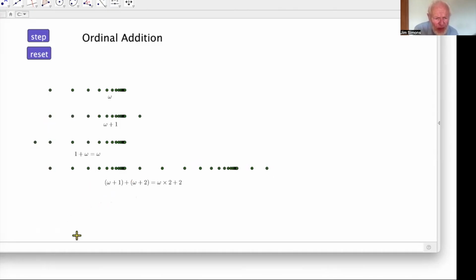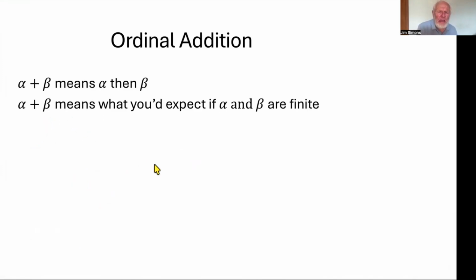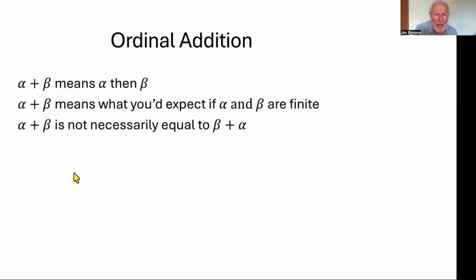But let's see what its properties are. So alpha plus beta means alpha then beta. And that means what you'd expect if alpha and beta are both finite. So 3 plus 7 is 10, and so is 7 plus 3. But otherwise, if either of them is infinite, transfinite, then alpha plus beta is not necessarily equal to beta plus alpha. They are associative, though, because alpha plus beta plus gamma is the same as alpha plus beta plus gamma, because they're both just alpha then beta then gamma.